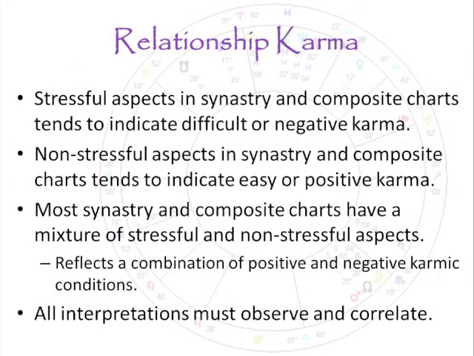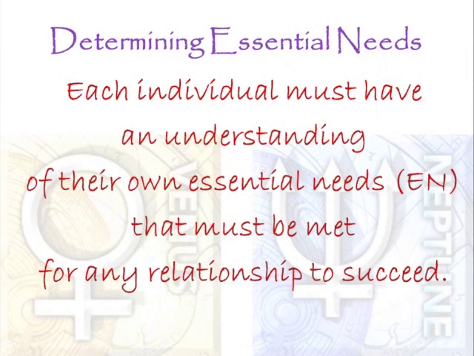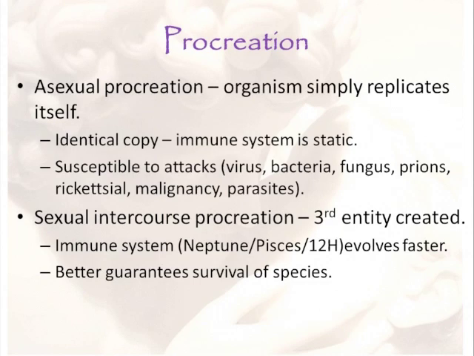So as we move into determining essential needs, this is a primary understanding. Each individual must have an understanding of their own essential needs that must be met for any relationship to succeed. We're going to go over what we call those essential relationship needs in a lot of detail. But first of all, I'd just like to show you a couple of slides on the subject of procreation from the perspective of evolutionary astrology.